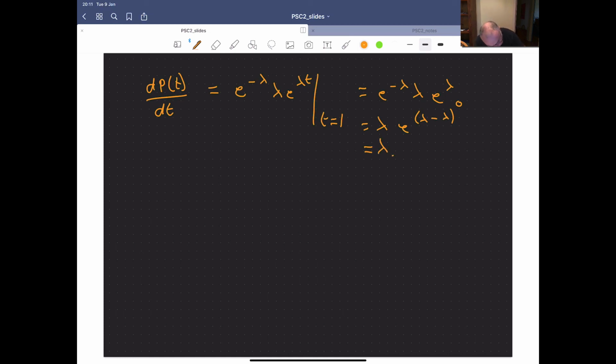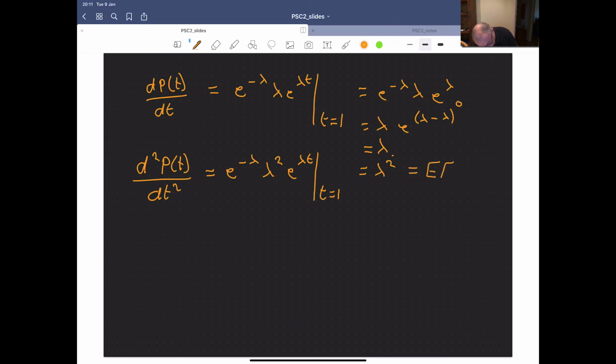Okay, next, we're going to differentiate our probability generating function twice. Well, we've already done it once, let's do it again. By the same process as before, we'll get e to the minus lambda, lambda squared, e to the lambda t, and we'll set t equals 1. If you do that, you get lambda squared. But what is this? If you go back and look at the properties, that will be the expected value of y times y minus 1.